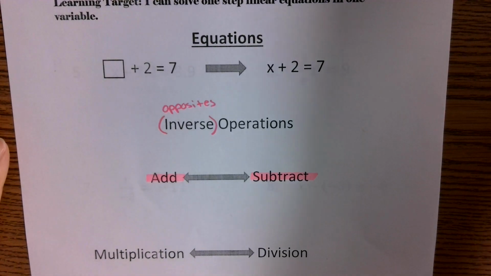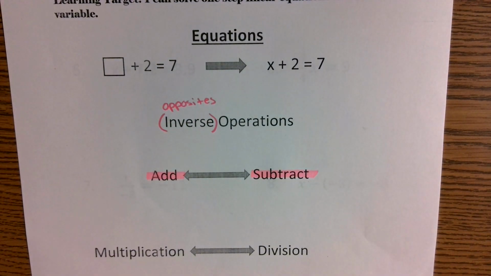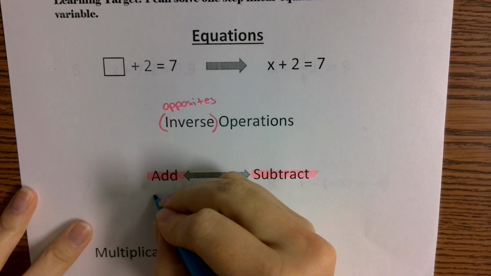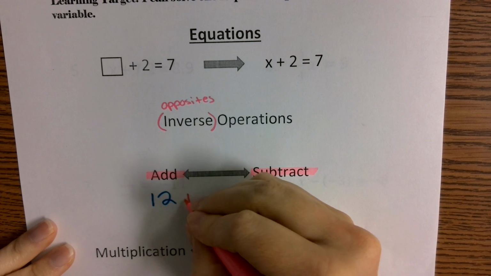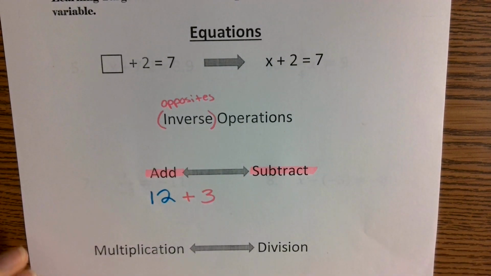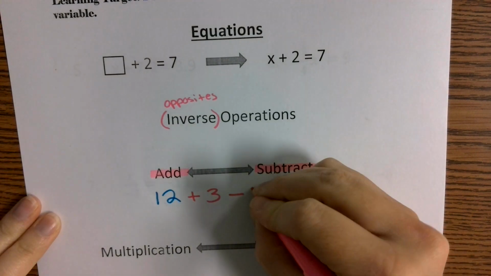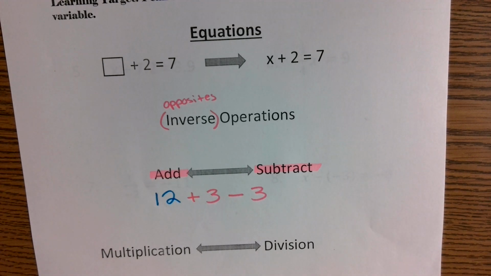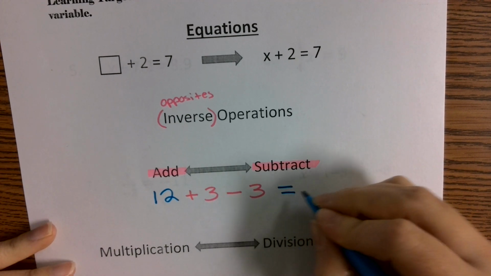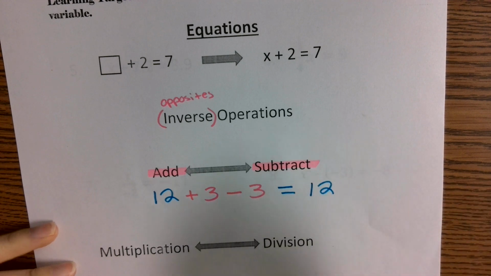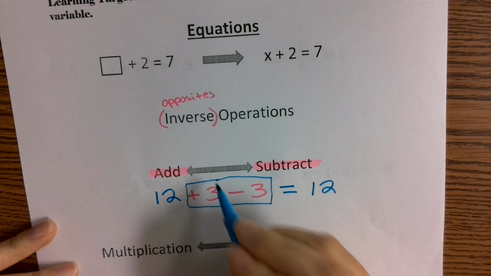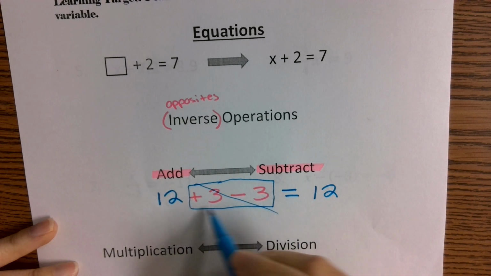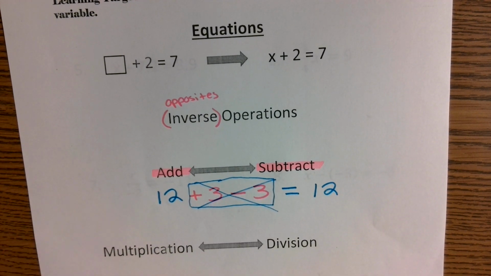And here's what I mean. If I have a value like 12 and I add 3 to that value, but then I go and I subtract 3 from that value, what am I left with? 12. We're left with 12. It's as if this plus 3 and this minus 3 never even happened. They canceled each other out.